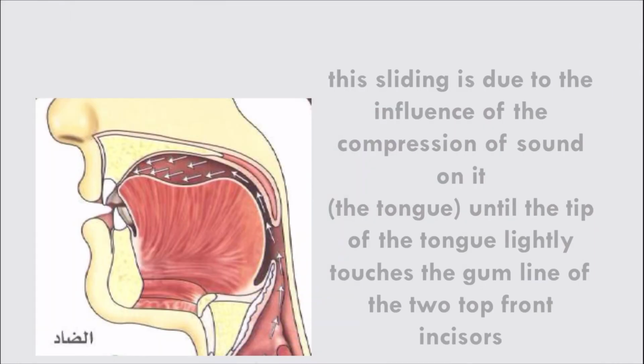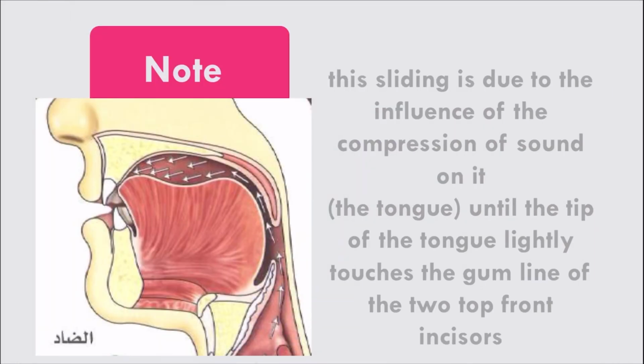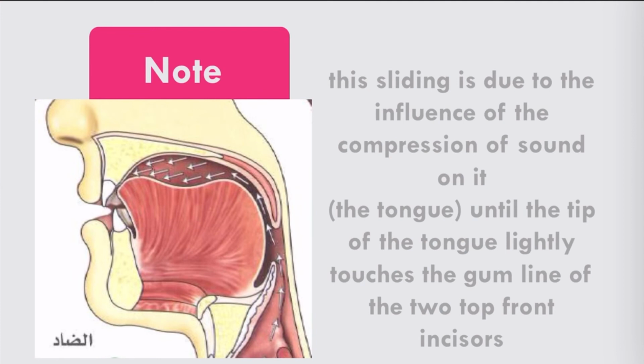Okay, so al-istitalah, it's the sliding of the tip of the tongue over the roof of the mouth, and this sliding is due to the influence of the compression of the sound on it. The compression of the sound on the tip of the tongue until the tip of the tongue lightly touches the gum line of the two top front incisors. Okay, so the movements of the tip of the tongue on bod will let the sound run, and will give bod its very unique sound. Bo, li, lu.